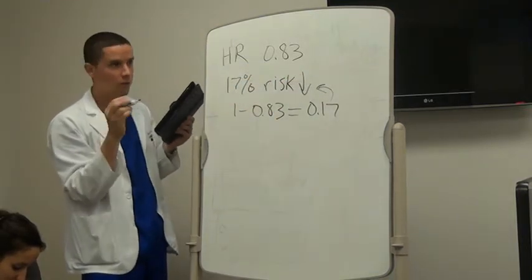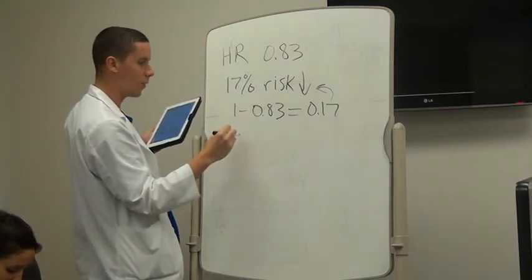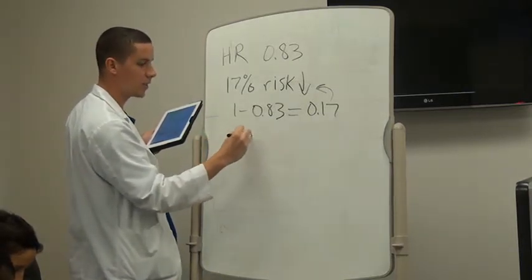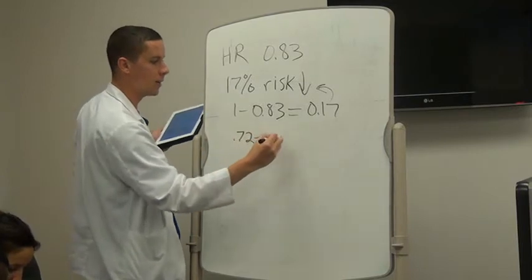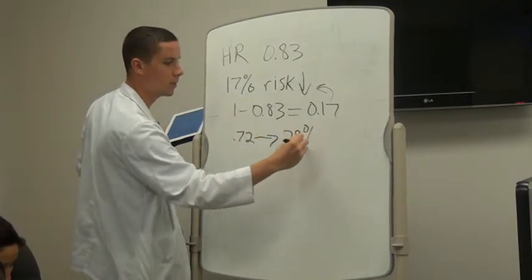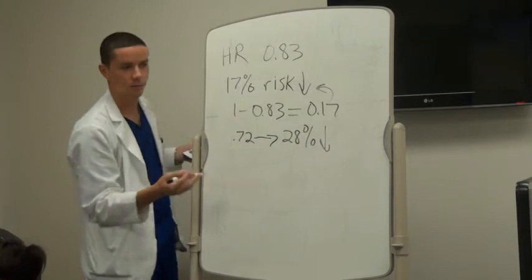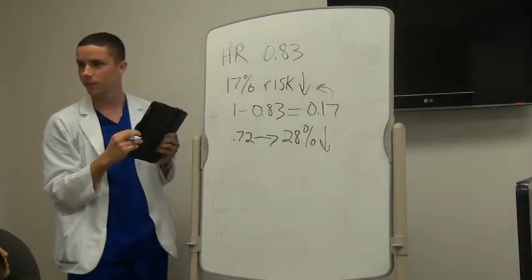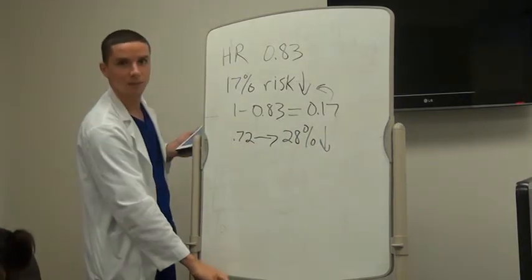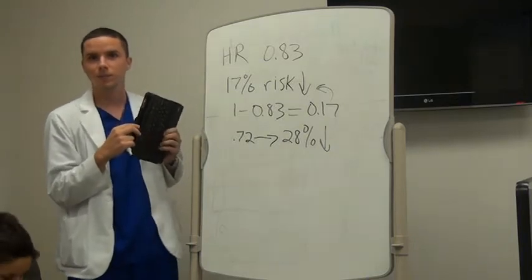So when you go to all these other articles and they tell you, for example, the hazard ratio is 0.72, that's going to mean that it is a 28% decrease or whatever you're trying to look at. Make sense? Yep. All right. What if your hazard ratio was 2.13?